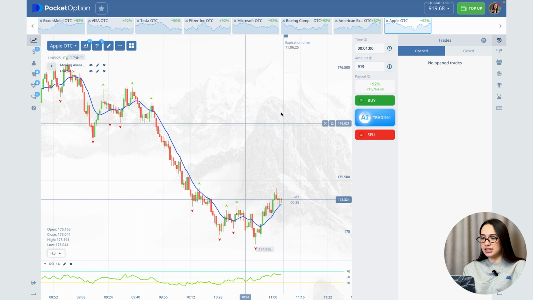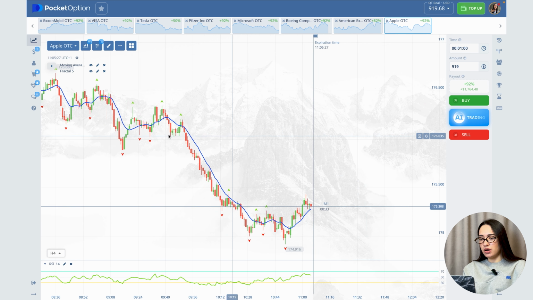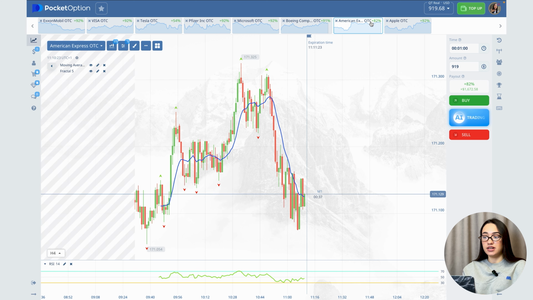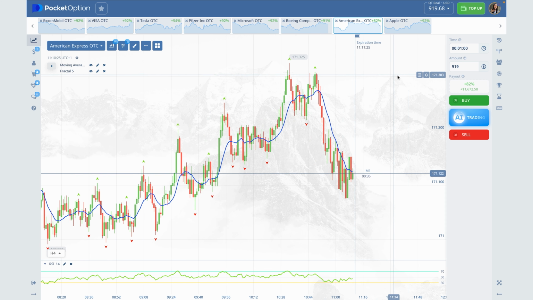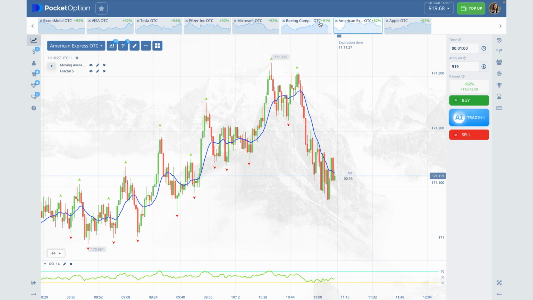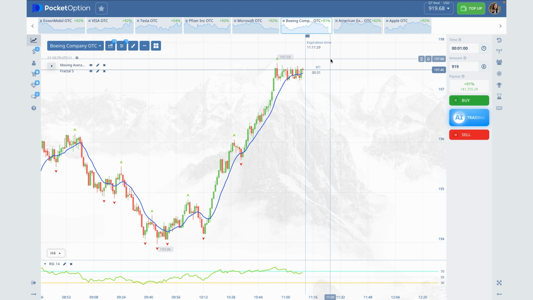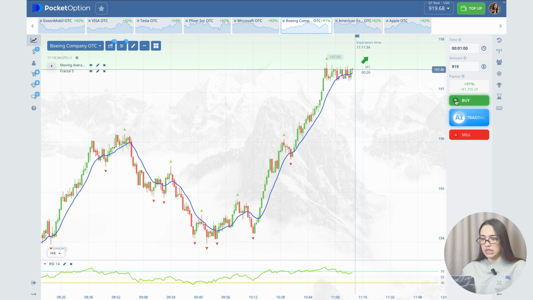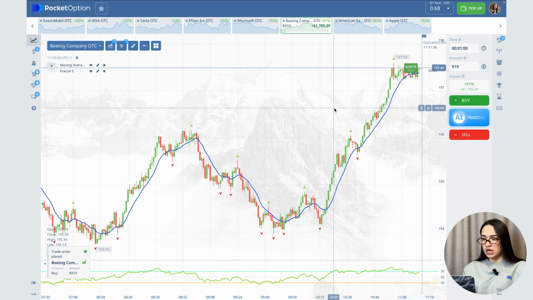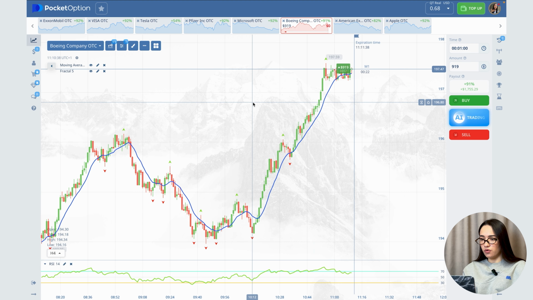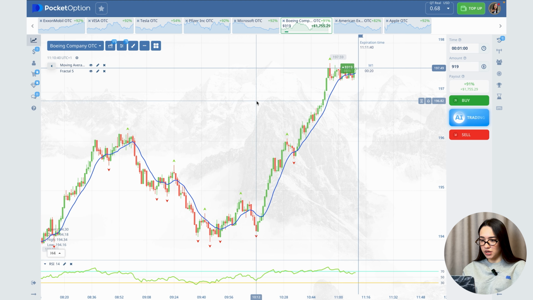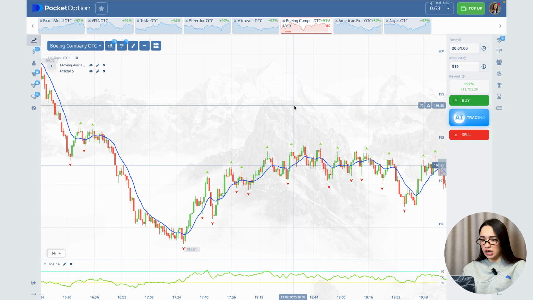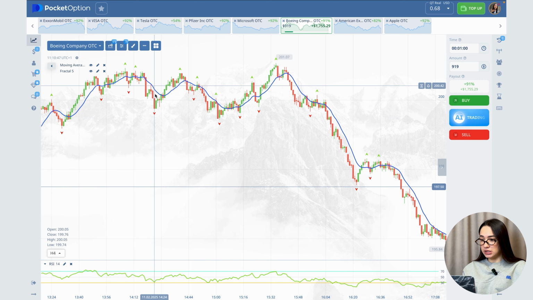And let's open the next deal for the maximum amount. Let's risk and continue. So let's find the next entry point. And let's open up here. Let's go for the Boeing stock here. And I think there is a downward dynamic on this chart. Yes, I'm absolutely right.